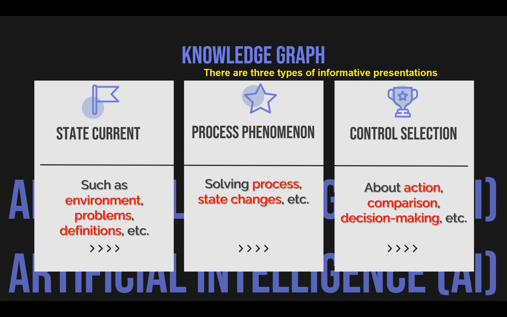And for the knowledge graph, there are three types of informative presentation. First one is the state current, such as environment, problems, definition, etc. Number two, process phenomena is the solving process, state changes, etc. Number three, control selection is about action, comparison, decision making, etc.